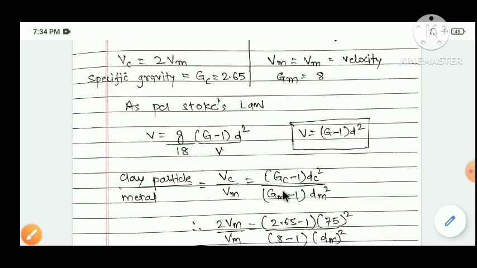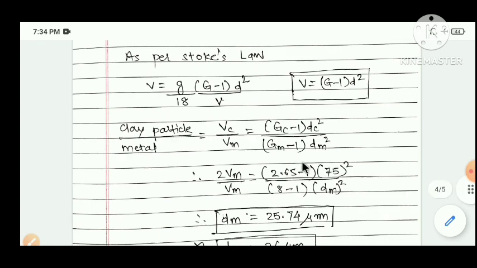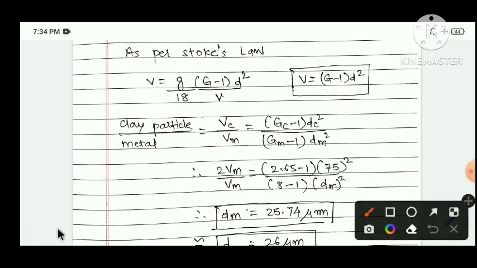So comparing the clay particle and the metal particle, Vc upon Vm is equal to (Gc − 1) dc² upon (Gm − 1) dm². This will be the formula to calculate the diameter of the metal particle.